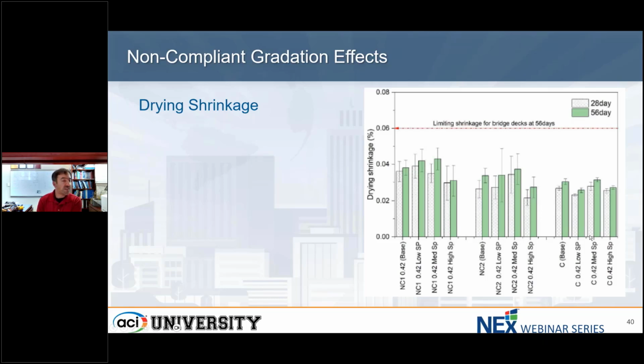And then we have C, which is compliant, the real compliant, not the suspected compliant that I showed. And we're meeting all the specs, but we got a much more consistent material, true, with the compliant sand. But we still made, in terms of drying shrinkage, a mix that would be okay to use.